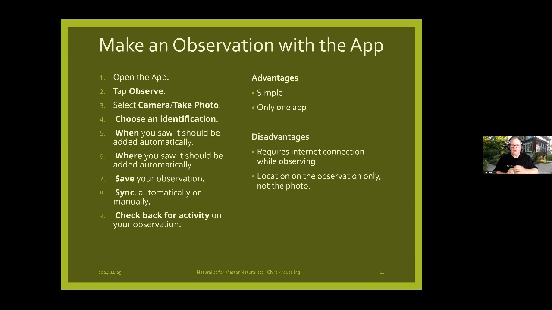Also, if you're doing it this way, if your photo doesn't have a location on it, then the location only exists on the observation. As I mentioned, that could be wrong, but also if you use that photo in anything else, the location doesn't travel with the photo. It's only part of the observation. So those are just trade-offs to think about. Okay.